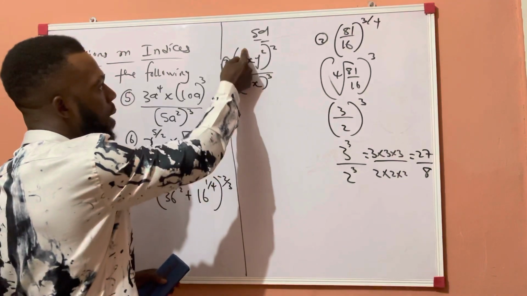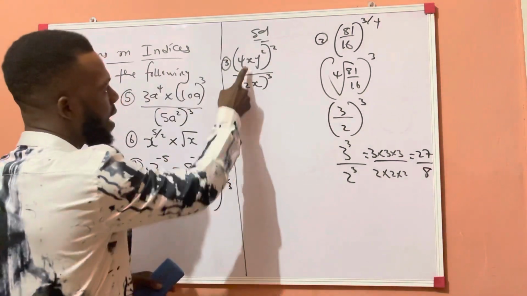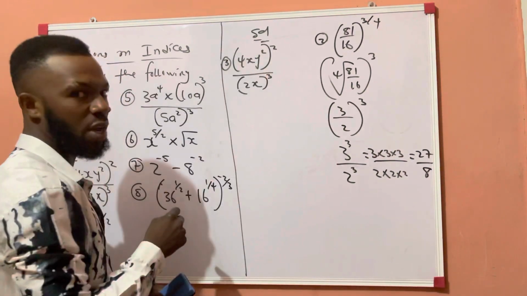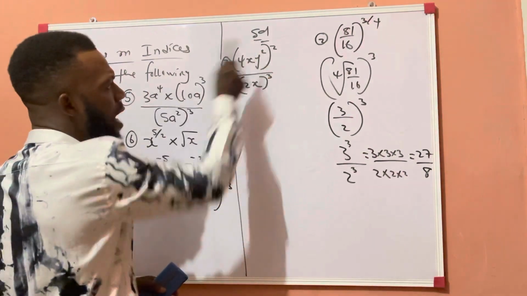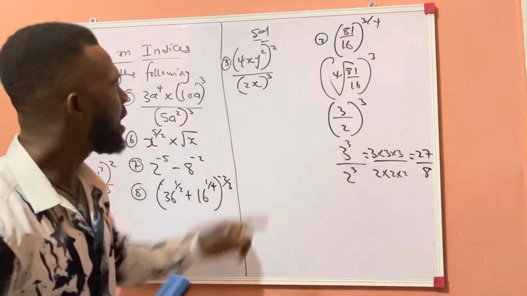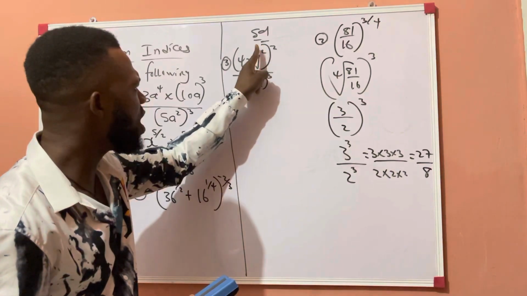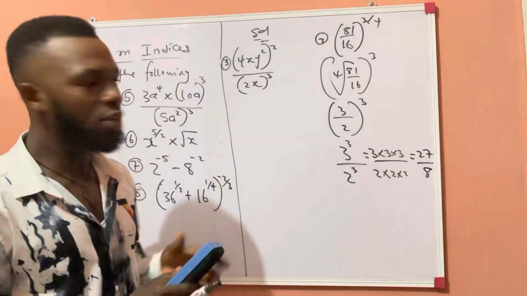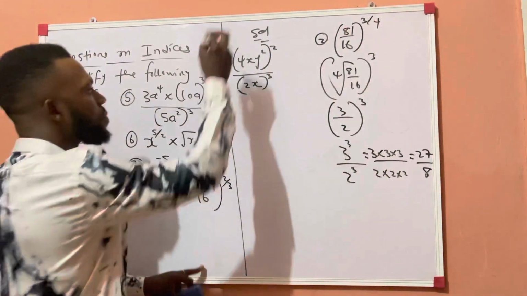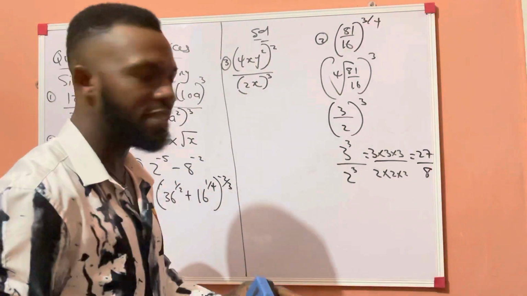4 is carrying power 1 because it is standing alone. X is carrying power 1 because it is standing alone. But Y is carrying power 2. Now, what does that mean? It means the power outside will multiply each of these powers here. So now, here it comes. Let me break it down so you get it completely.